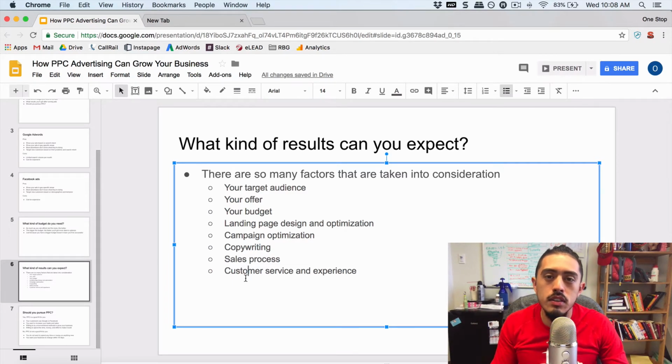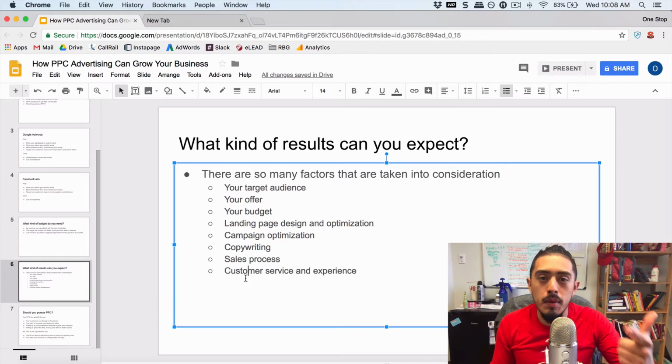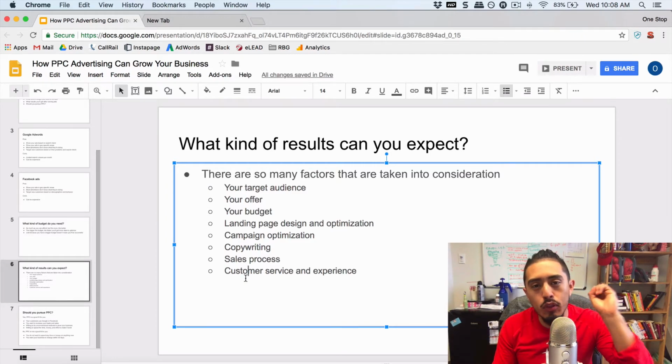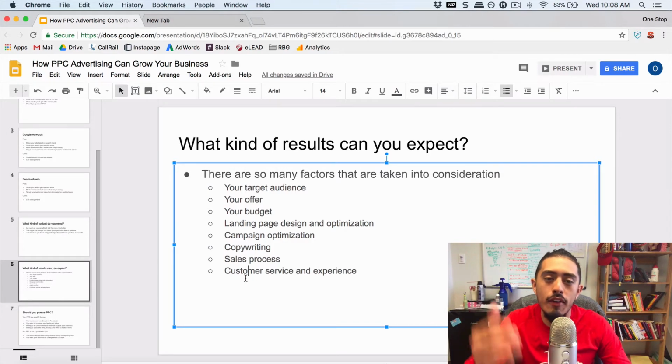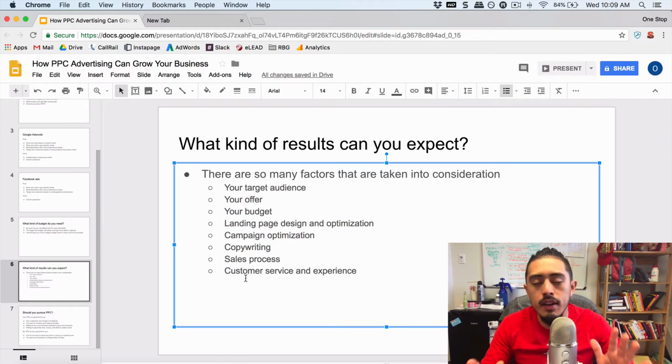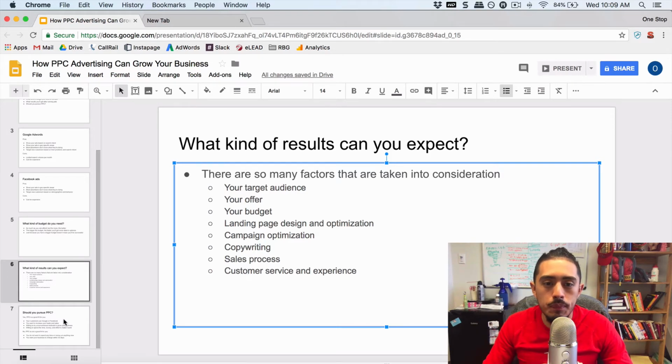You have to be willing to give it the respective time, commitment, energy, and resources in order to make it work. If you don't, you're not going to get the results that you could if you put in the necessary time and effort. And I keep on repeating that because it's very important. It's not just about throwing money and hoping that it sticks. You have to have a systemized process in order to really increase the chances of you being successful on Facebook or Google AdWords or really any other pay-per-click platform that you can use.